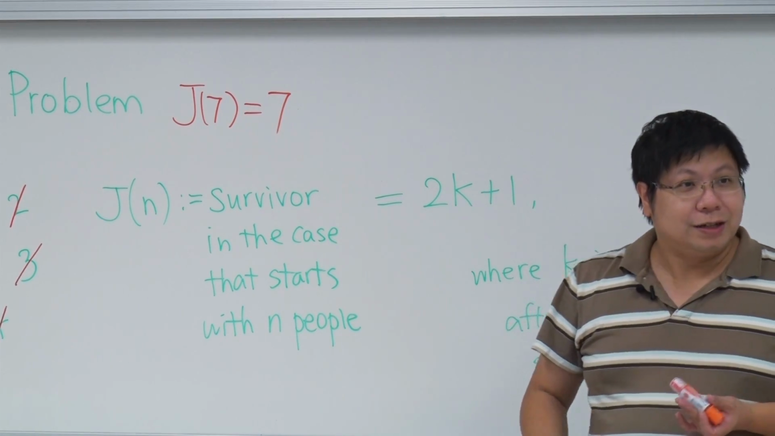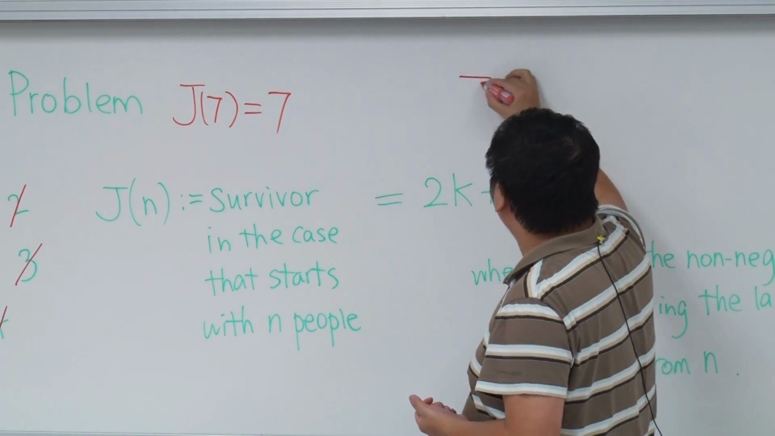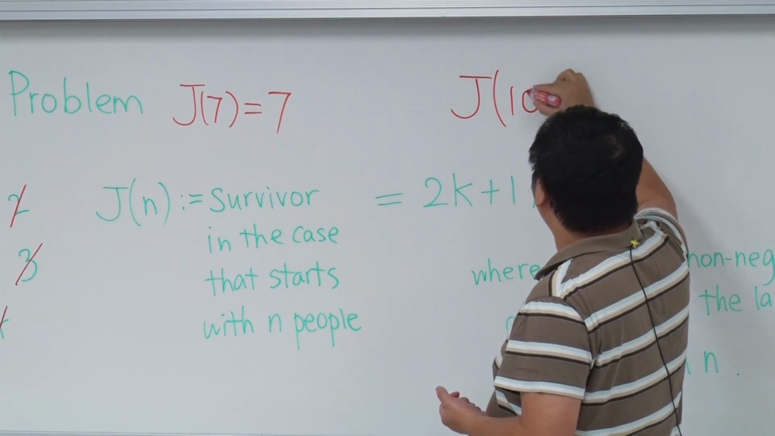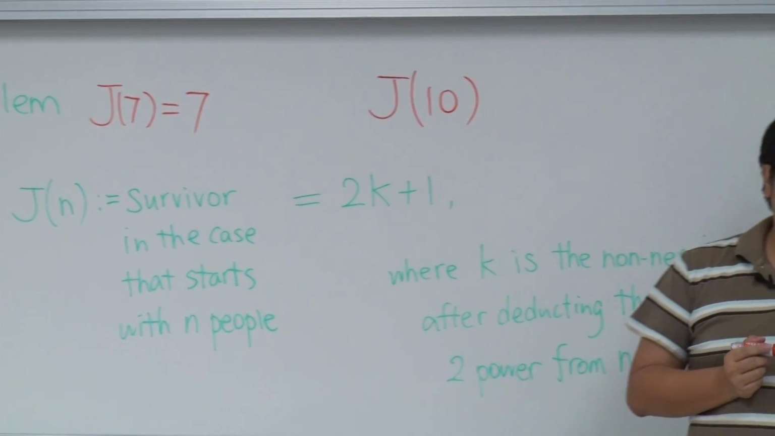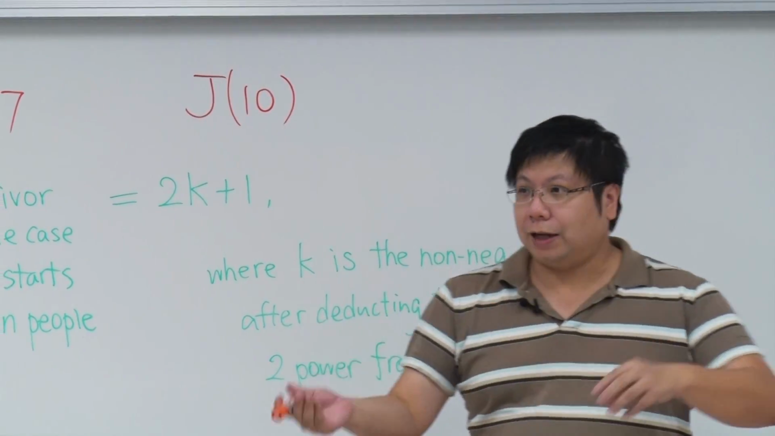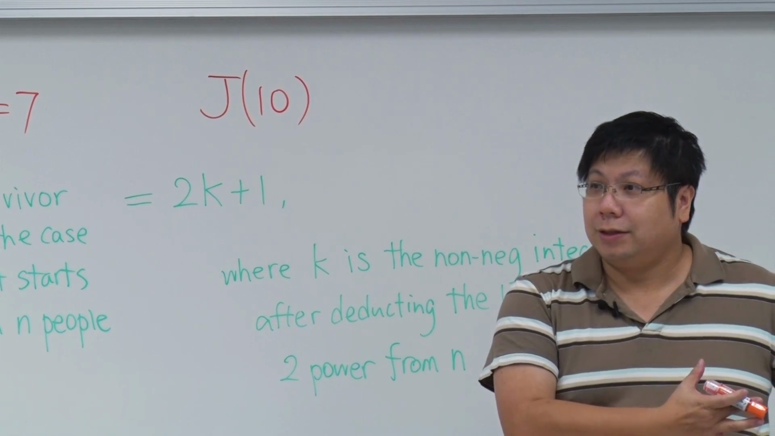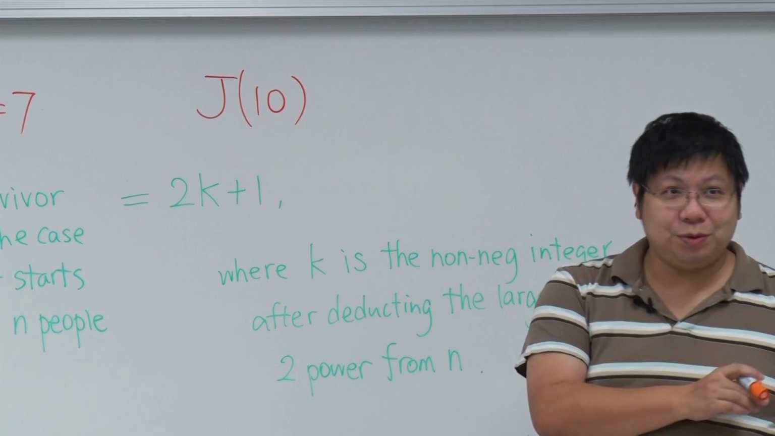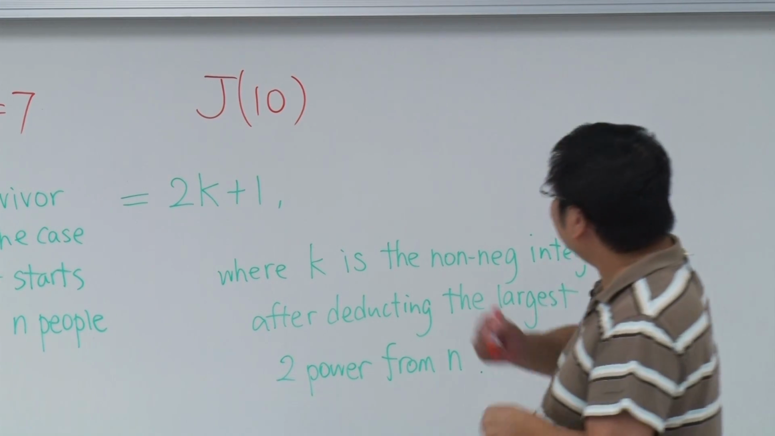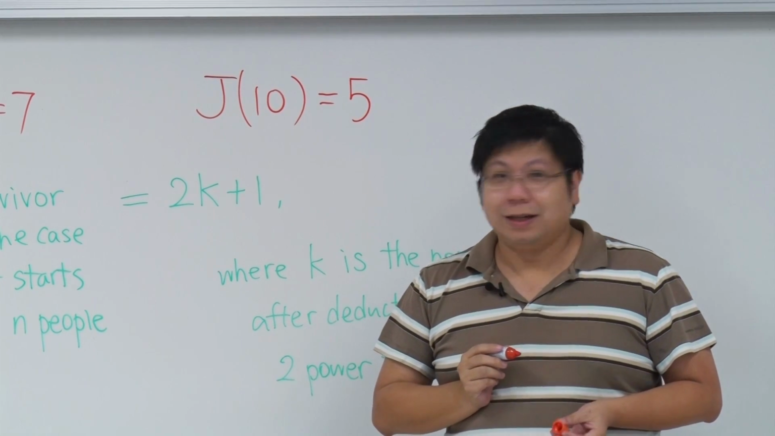If I have another number, let's say J of 10, what would that be? According to this formula, I remove the largest 2 power from 10, so I take out 8. The remaining part is 2. So I have 2 times 2 plus 1, which is equal to 5.